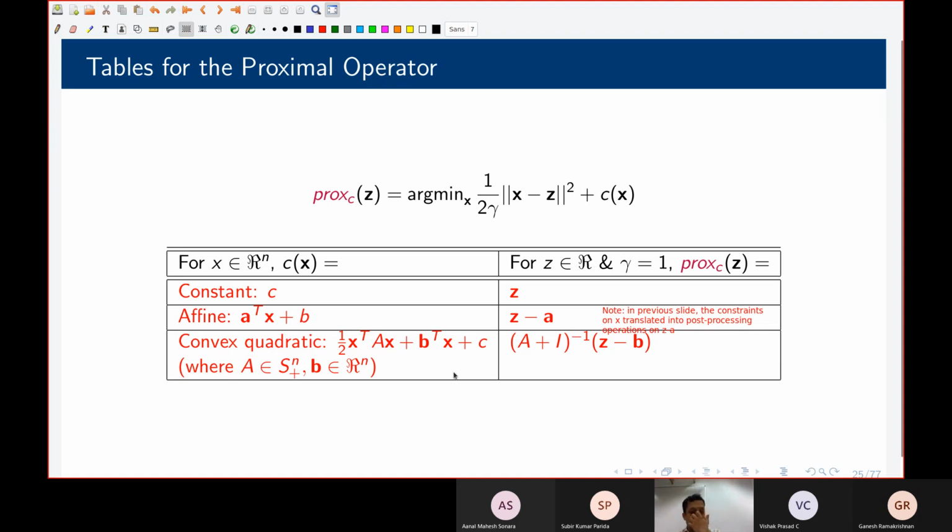Okay, so likewise for convex quadratic, it's A plus I, the whole inverse, Z minus B. So Z minus B is again figured here. It's the same. You had the Z, and if C was A transpose X plus B, it is Z minus A. If now instead we had B here, the Z minus B, and the quadratic component leads to preconditioning. This is called preconditioning.